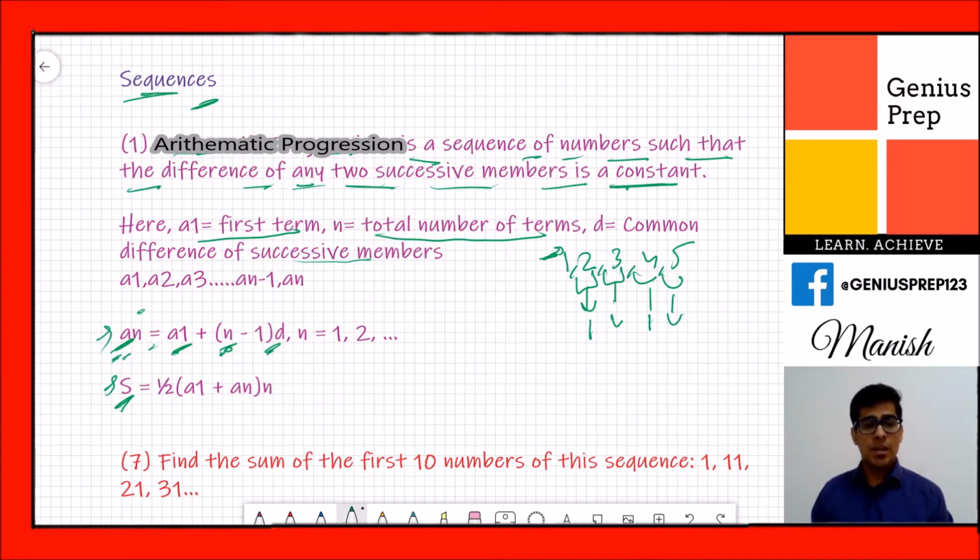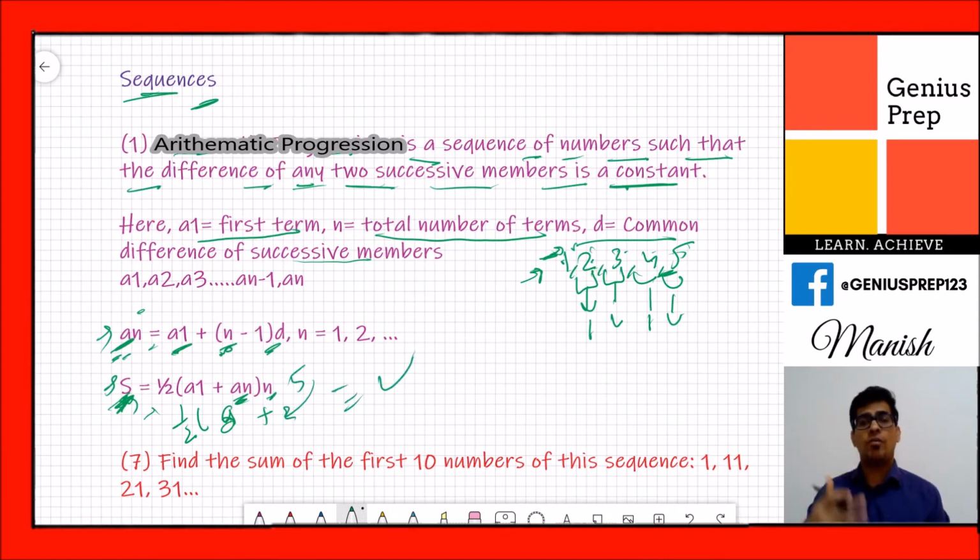Okay, similarly, when you find the sum of, suppose, 1 2 3 4 5, the sum of the 5 terms in this given series, we use this formula: S equals half multiplied by a1, which is the first term, plus the nth term. Here the nth term is 5, and multiplied by n. How many terms are there right now? 1 2 3 4 5, so n will be 5. You put these values in this formula and you will get the summation of all 5 numbers. Okay, so it's very simple.